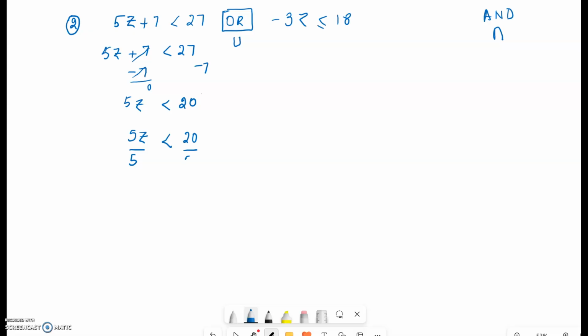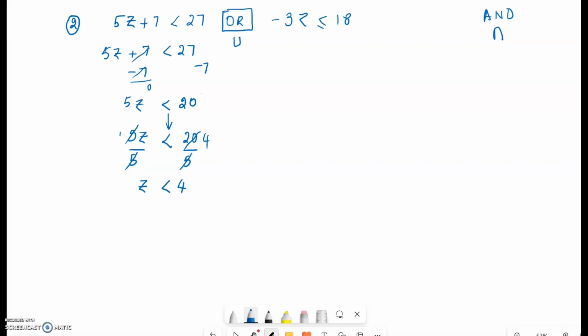So you get 20 over 5. This doesn't change. It remains less than. 5 over 5 is a 1. 1 times z is a z, is less than. 5 goes 4 times into 20. So z is less than 4.